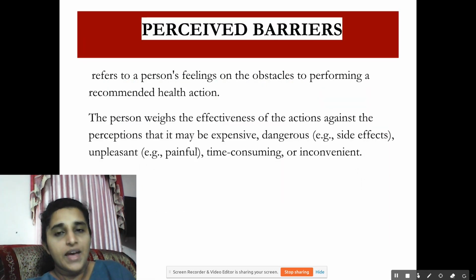Next is perceived barriers. It refers to a person's feelings on the obstacles to performing a recommended health action. That is, the person weighs the effectiveness of the actions against the perceptions that it may be expensive, dangerous, unpleasant, time consuming, or inconvenient. That is, the person understands the barrier that if he quits smoking, what all unpleasant stimuli he may get. These are the barriers.